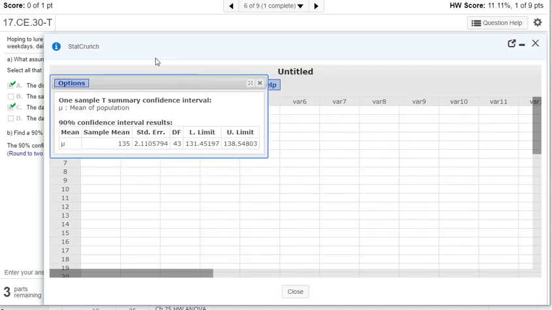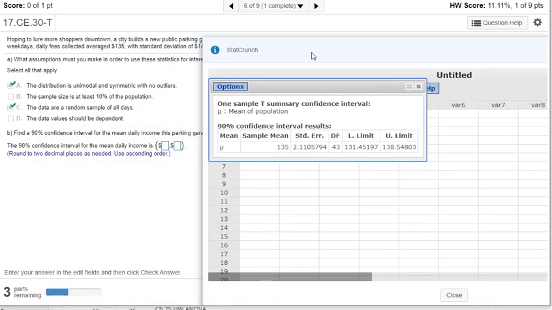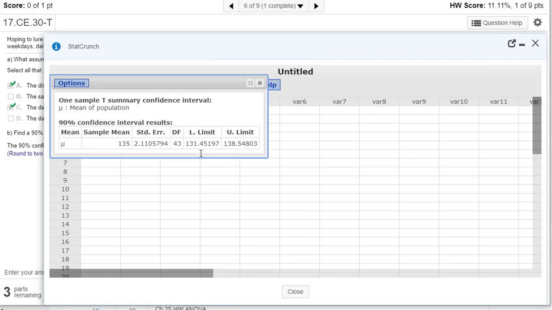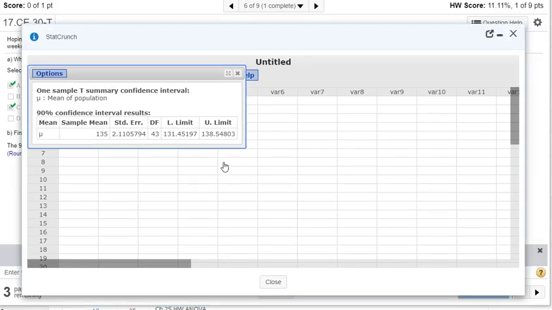Lower, and let's look at the rounding. Round to 2 decimal places as needed. So we have 131.45, and the upper is going to be 138.55.